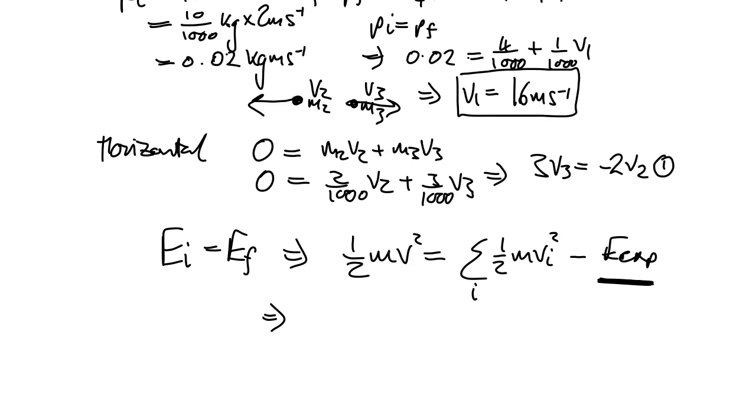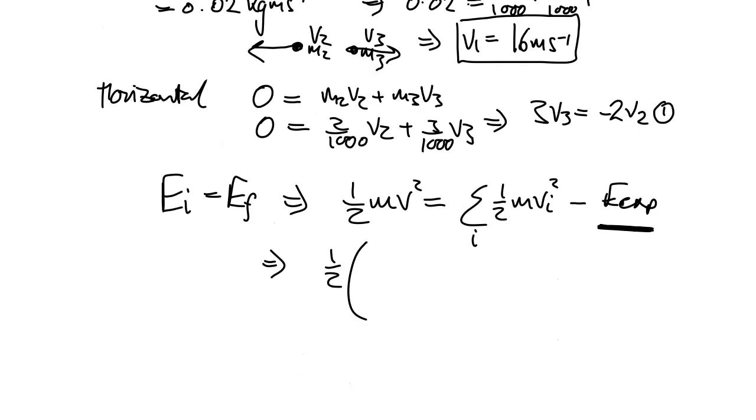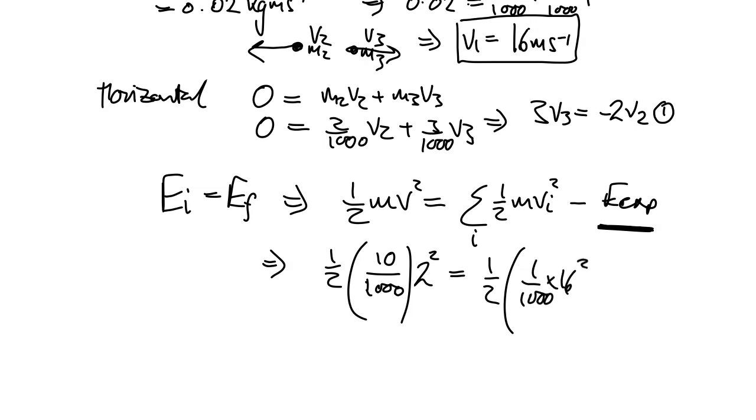So now it's just a case of subbing in the numbers. What do we get? We get a half. The original mass we worked out earlier is 10 grams, so that's 10 over 1,000 kilograms, times the initial velocity, which is 2 squared. Next, the sum of all of the kinetic energies. We've got m1, which is 1 over 1,000 times 16 squared, which we worked out earlier.